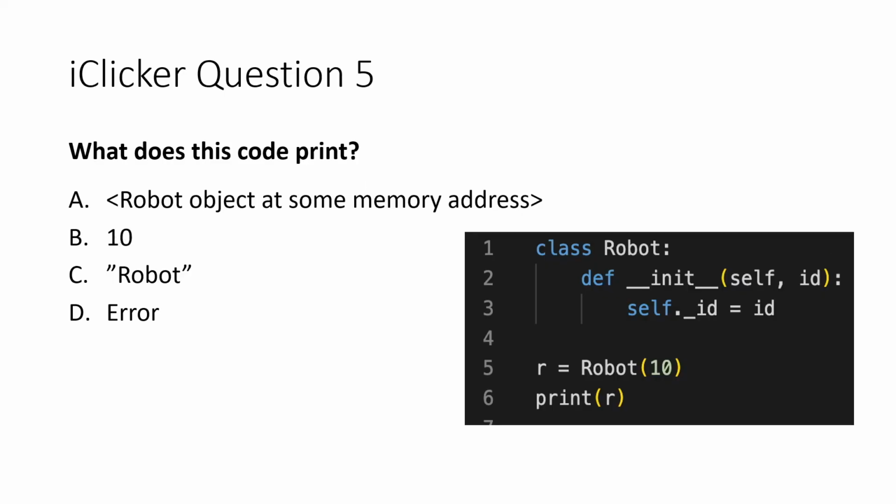So let's see how many selected the correct answer. 61% chose option A. 27% chose option B. B is actually what you would get if you print ID, which would be 10, right? Robot is just your class. So when you print R, R is not Robot. This is your class name, and it doesn't return any error.